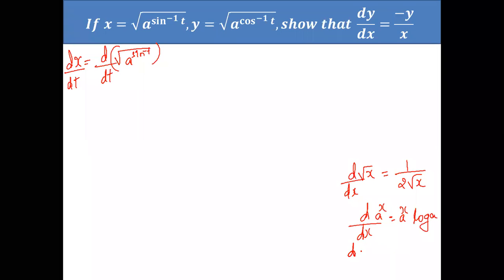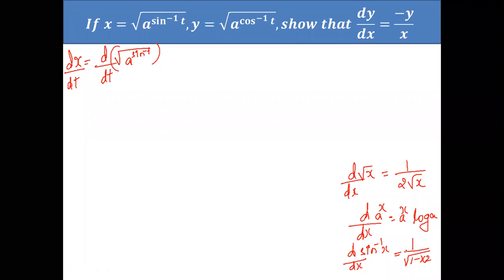What is the derivative of sine inverse x, students? It is 1 by square root of 1 minus x square.